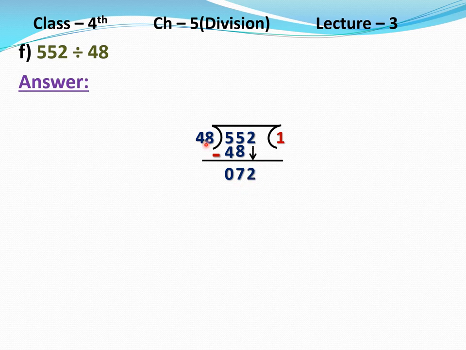Now multiply 48 by a number so that it is equal to 72 or less than 72. It should not be greater than 72. 48 multiplied by 1 equals 48. Write 1 here and write 48 here. Now we will do subtraction.